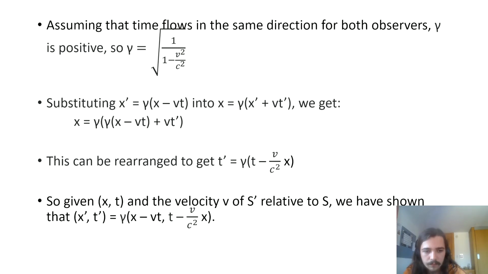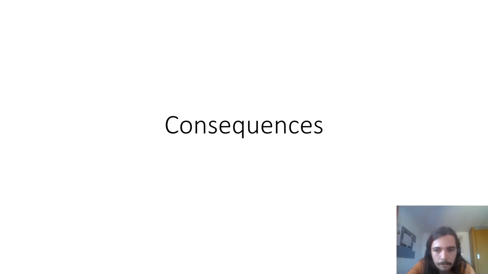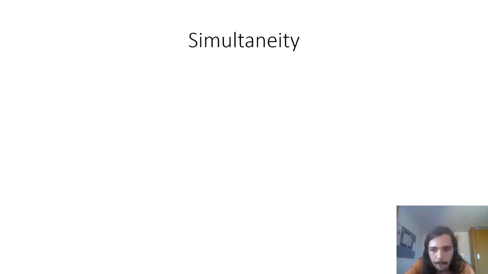And x prime, t prime is equal to gamma times (x minus vt) and then (t minus v over c squared x). So this is the equation for how one observer will measure coordinates in space-time, given how another observer does. And so then we can go through some consequences of this.